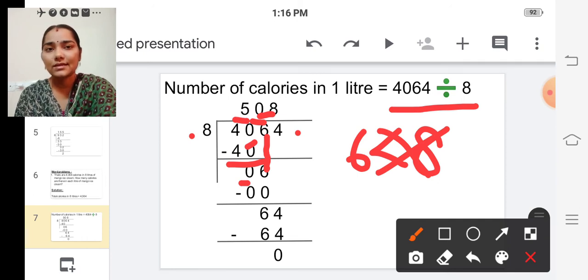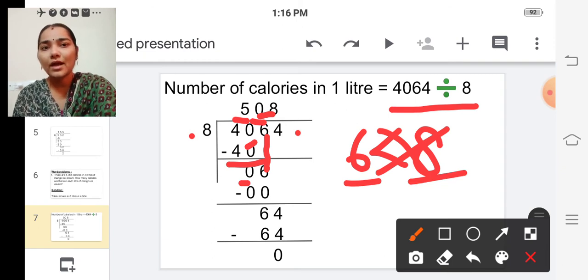6 is less than 8, isn't it? So the dividend is less than the divisor, so we cannot divide. So we have to write 0 in the quotient, and here also we have to write 0. So 6 minus 0 is 6.